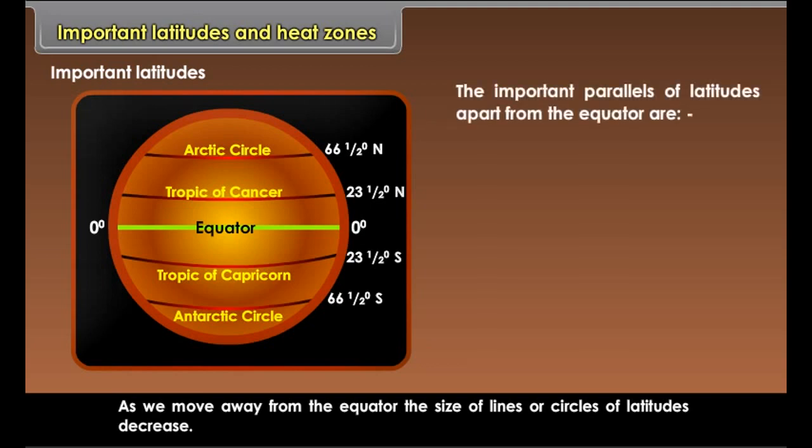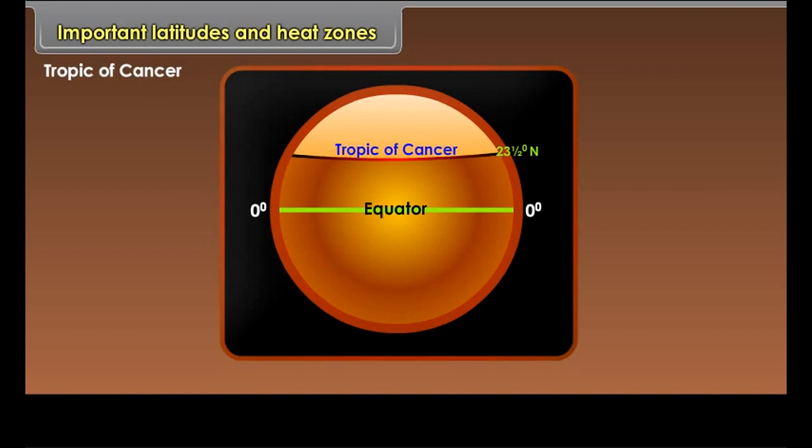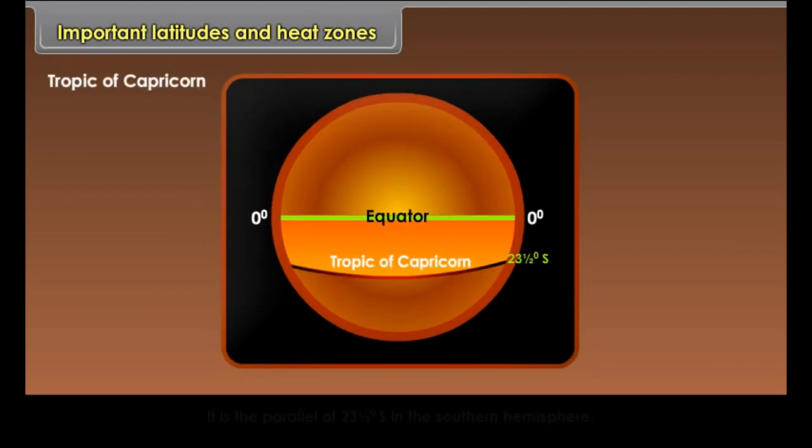The important parallels of latitudes apart from the equator are Tropic of Cancer, Tropic of Capricorn, Arctic Circle, Antarctic Circle. Tropic of Cancer. It is the parallel of 23.5 degrees north in the northern hemisphere. Tropic of Capricorn. It is the parallel of 23.5 degrees south in the southern hemisphere.